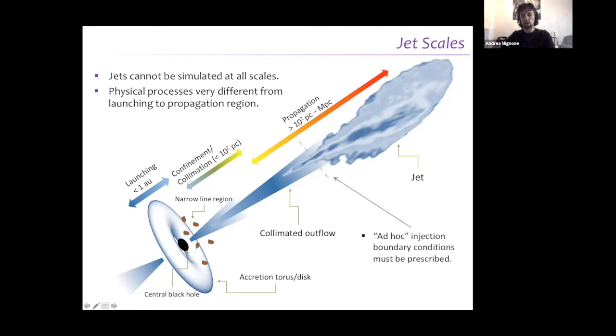Now, simulations are not usually done by considering the whole process, simply because it's just too big. So you either consider the launching region, so the very small part around the black hole and the accretion disk, or you consider just the jet propagation by injecting the jet at some given distance from the central object. So it's either one or the other. It's very difficult, or very challenging, to model the system as a whole.